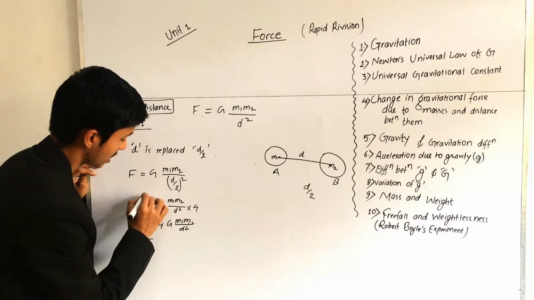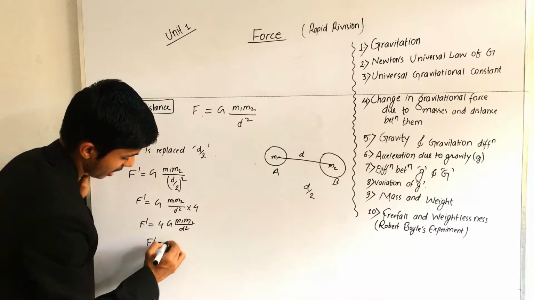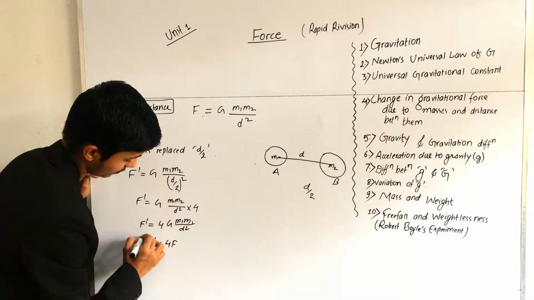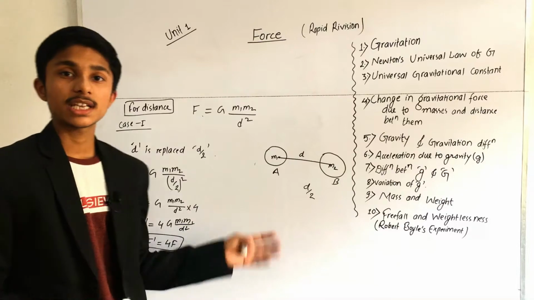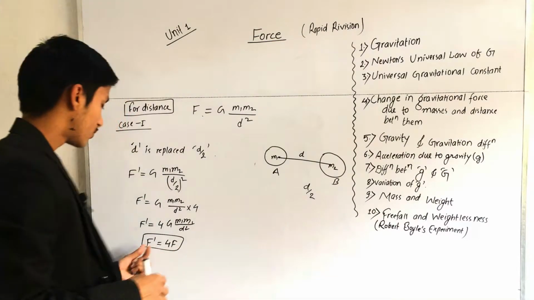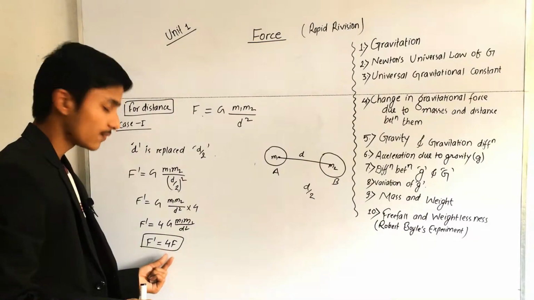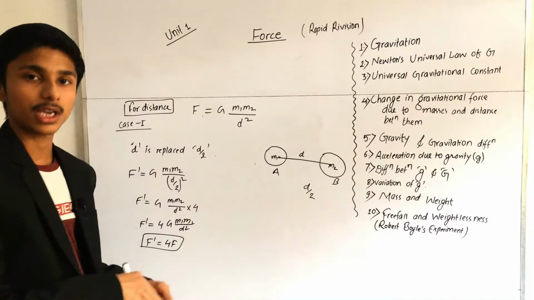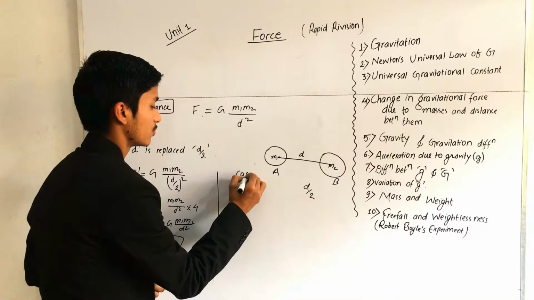This is the force after change in distance. F is equal to 4 times of this force. What we can see here: when the distance between two objects is halved, then the gravitational force existing between them is increased by 4 times. Now similarly we go to case 2.